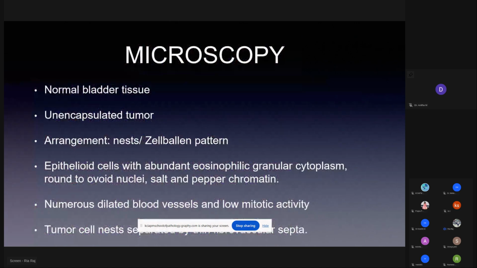So, coming to the summary, we have seen the normal bladder tissue in which we have appreciated an unencapsulated tumor in which the arrangement of cells is mainly in nests, also known as the Zellballen pattern. Along with that, a pseudo-rosette pattern was also seen. The individual cells are epithelioid cells with abundant eosinophilic granular cytoplasm, round to ovoid nuclei, and salt and pepper chromatin. Numerous dilated blood vessels with low mitotic activity were also identified within the tumor cells. Tumor cell nests are separated by thin fibrovascular septa.